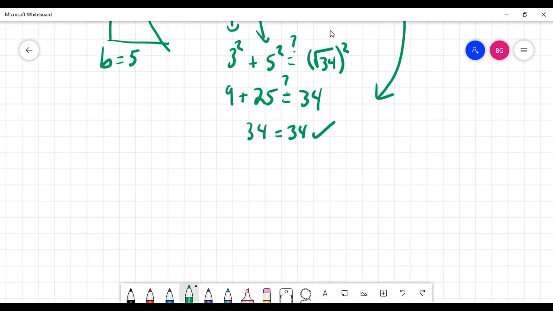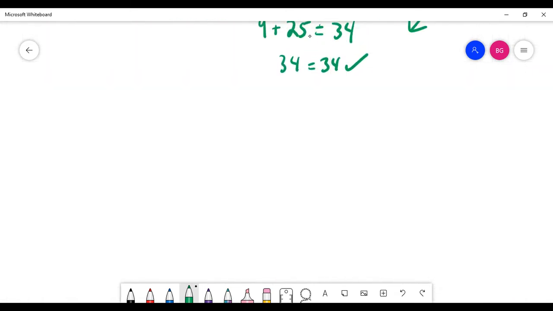All right, number 3 here. This time I'm not going to draw you a triangle. I'm just going to give you side lengths. Remember, the longest side needs to be the hypotenuse. So I'm going to have 10, the square root of 90, and 14.